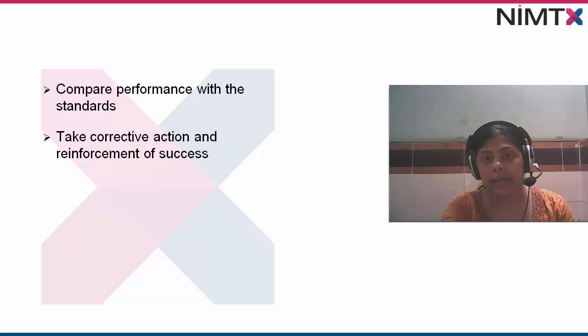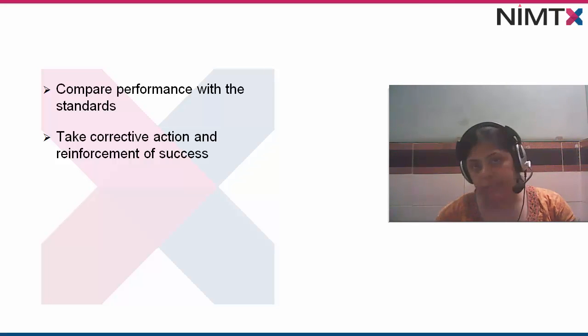Compare performance with the standards. After you have measured the performance, then you compare the performance with the standards. Because if you do not compare, how would you know whether it's a negative deviation or a positive deviation? This is where control process comes into the picture.